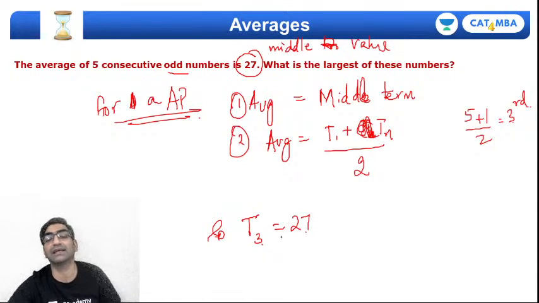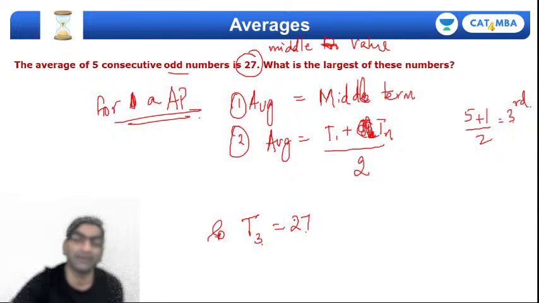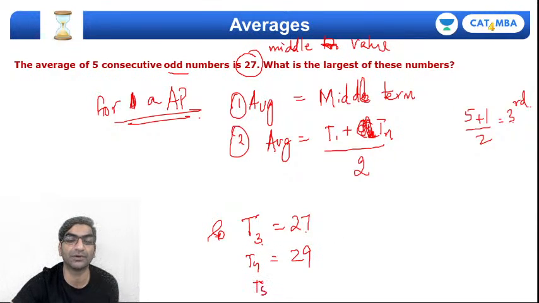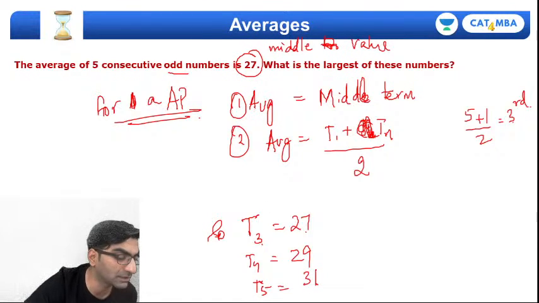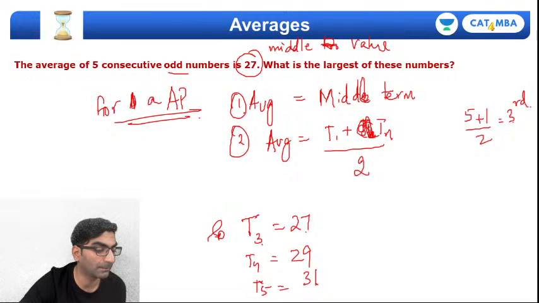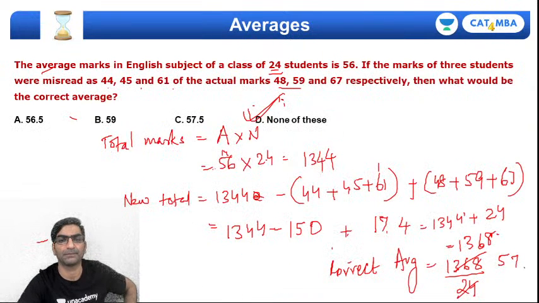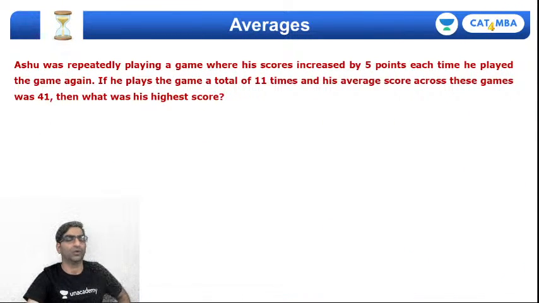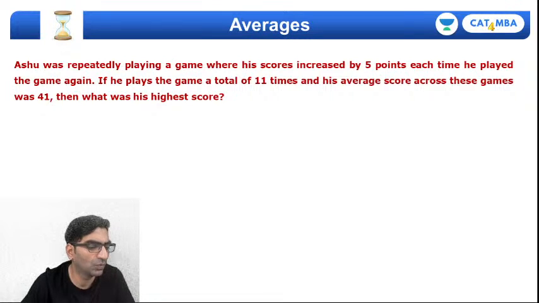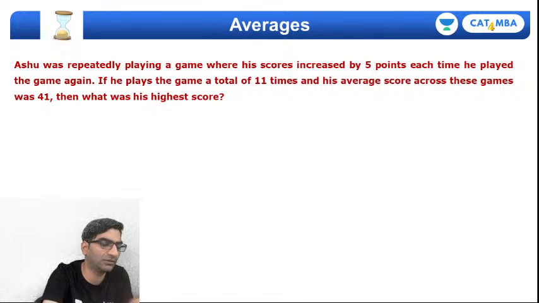What is the largest? So clearly, if I want to increase it, these are successive consecutive odd numbers, so I can increase it by 2. So you add 2, you get the 4th term, 29. You add 2, you get the 5th term, 31. Right? Largest of these numbers, 31. Yes, I'm not sure if you got this. But in the interest of time, I'm going to move on.